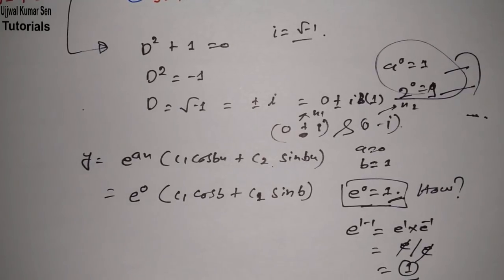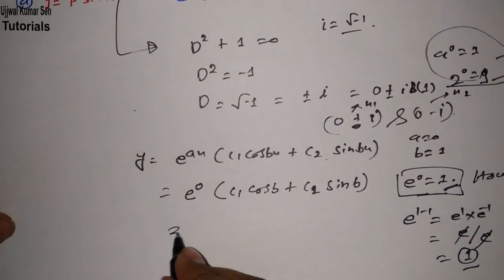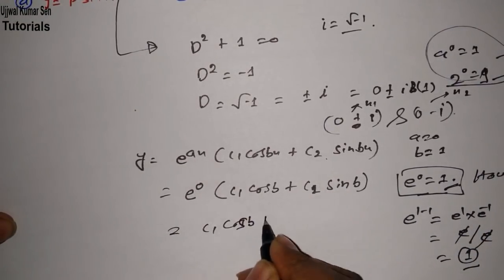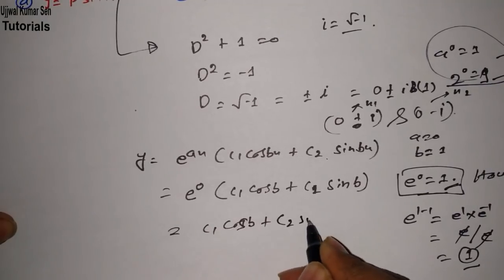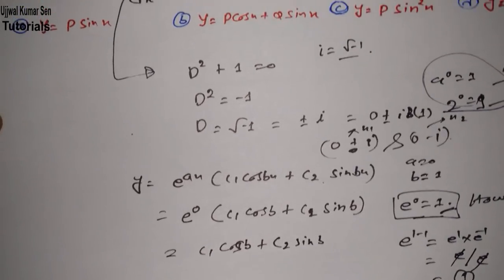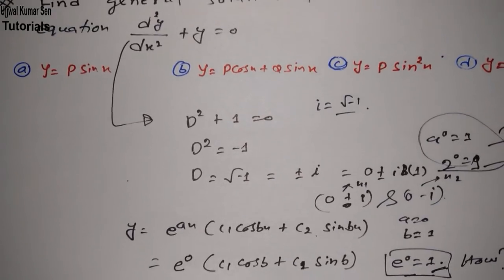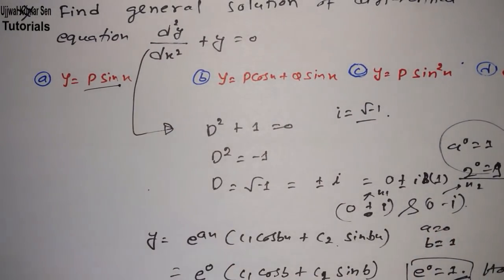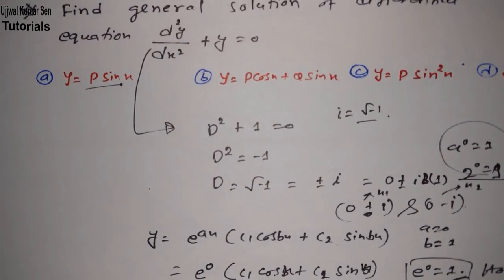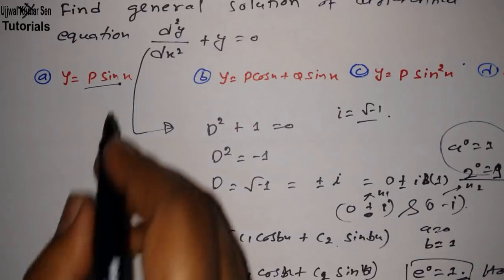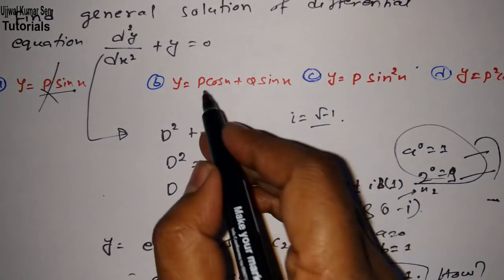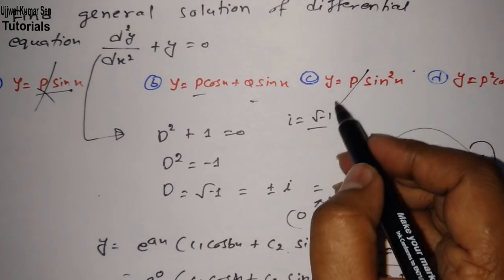Alright, so let's come back to here. So we can put here 1. So 1 means we can write this as cos b plus c2 sin b, right? So this is it. Now look at the options given. They have given y is equal to sin x, b is equal to 1, so I should write x, right? So they have said sin x, but we got cos x and sin x, so this is the wrong answer.